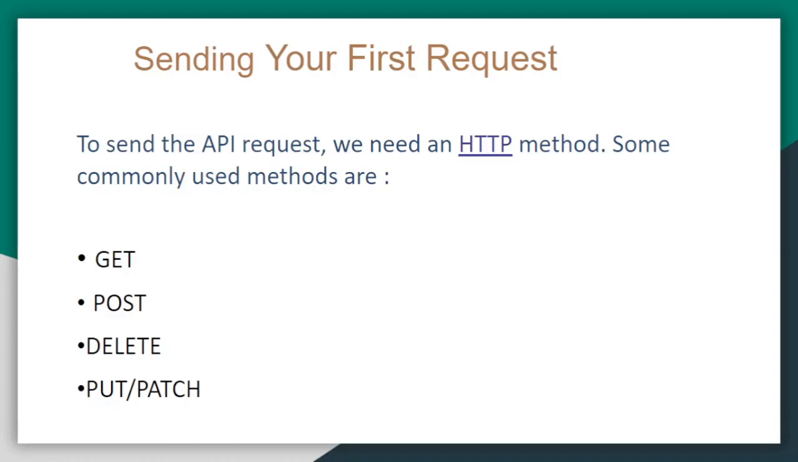Then the last part is sending your first request. GET means retrieving records as in a database, like a select query. In a database, a POST is like an insert query, used for inserting records. The POST method is used for creating a new record. DELETE means if you need to delete a record, you use the delete method. PUT and PATCH methods are for updating records.